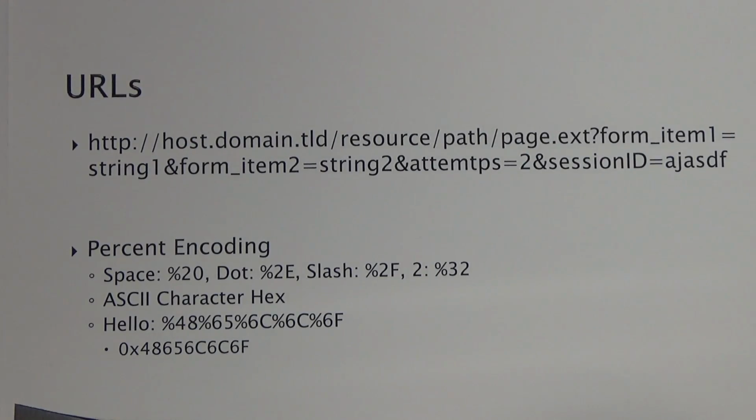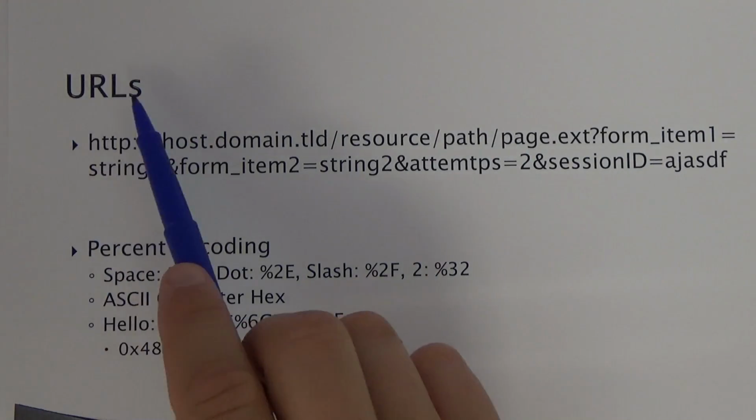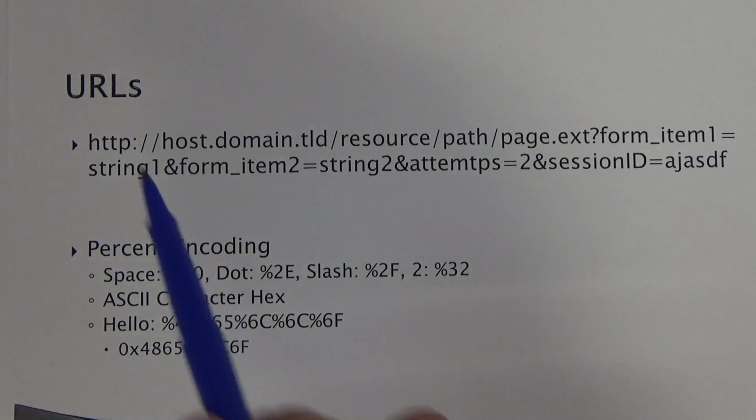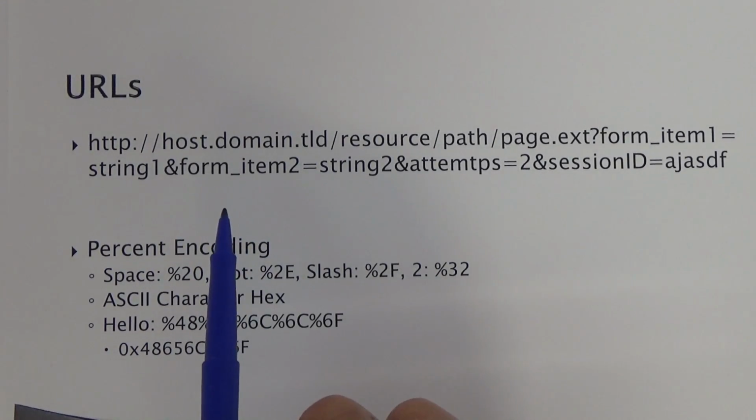In order to request web pages, we use what are called URLs, or Uniform Resource Locators. And you've probably seen these before when you go online. You see a variety of different web pages that have something like this. Let's look at each of the parts of this particular URL.